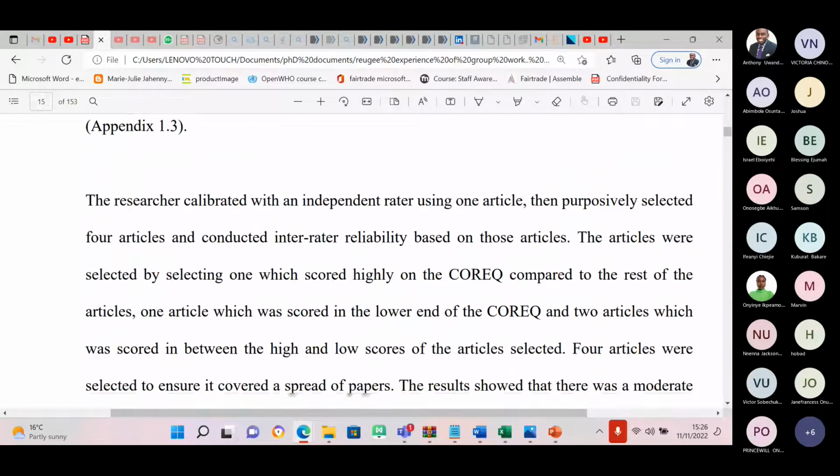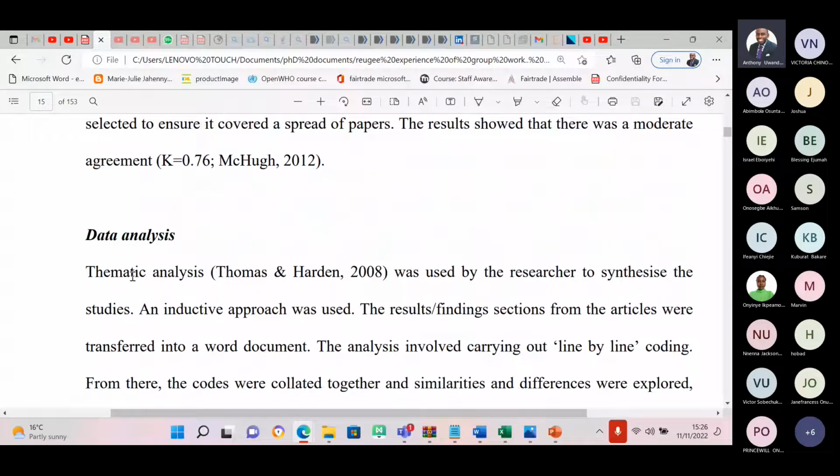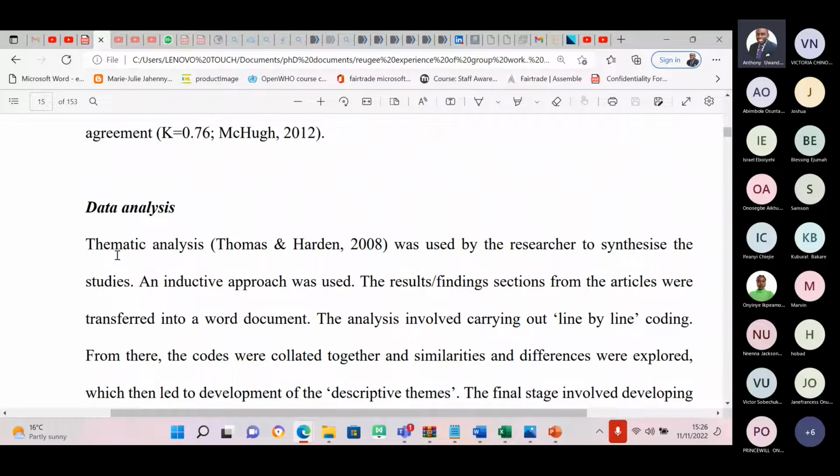Okay, so then data analysis. If you are doing a study on experiences, the most likely data analysis you will use is thematic analysis. Thematic analysis is when you have read so many things, you now get the minor themes in the topic. Then you consolidate those minor themes into major themes for the discussion. So read about thematic analysis.